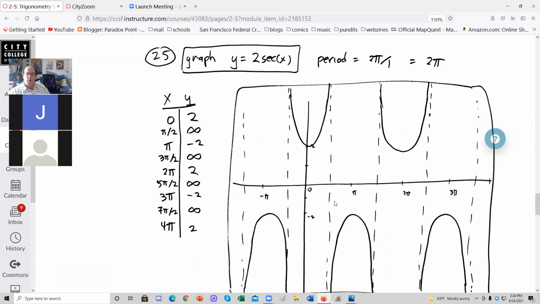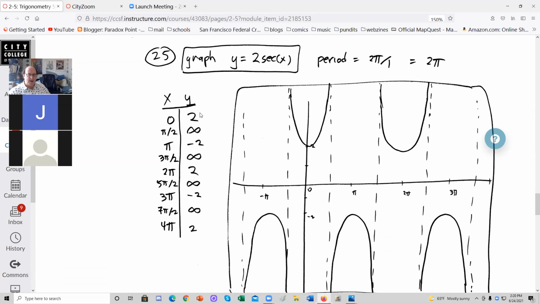Here's graphing y equals 2 secant x. All right. Omega is 1, period is 2 pi over 1, which is 2 pi. Now, okay, we do a graph. We do a table first. When x is 0, twice secant 0, that's 2 over cosine 0, which is 2 over 1, which is 2. This 2 kind of gives you, so to speak, an amplitude of 2. And again, period 2 pi. So 2 here, at 2 pi, here 4 pi.